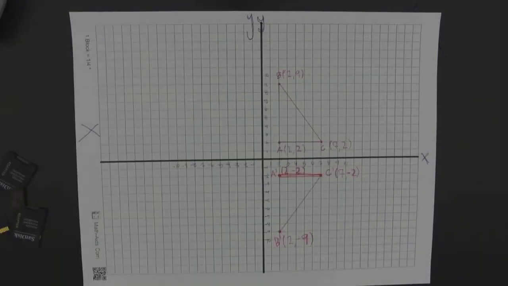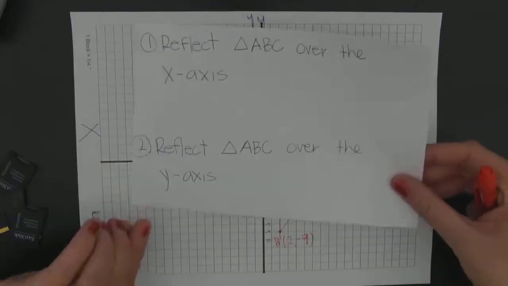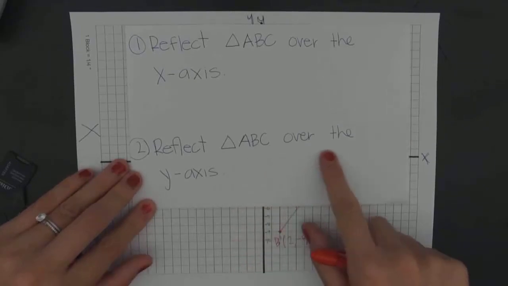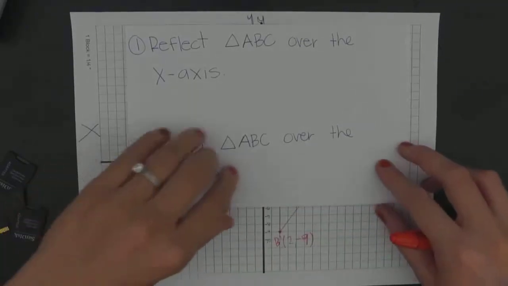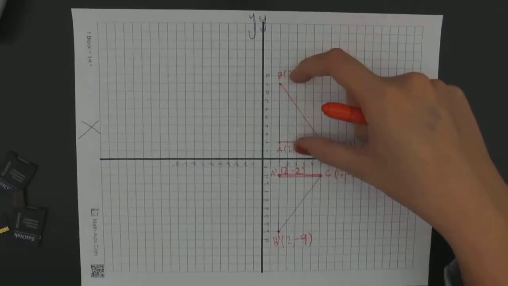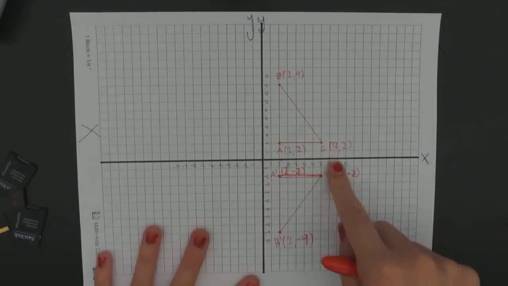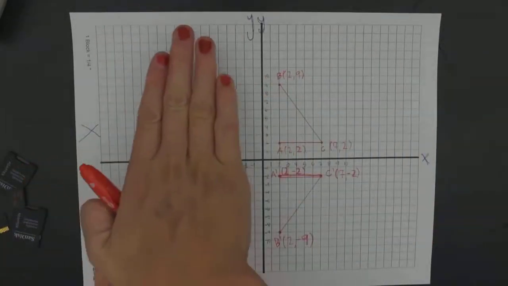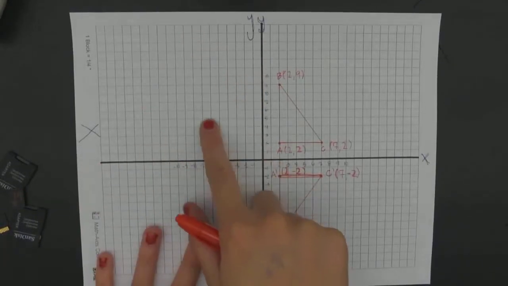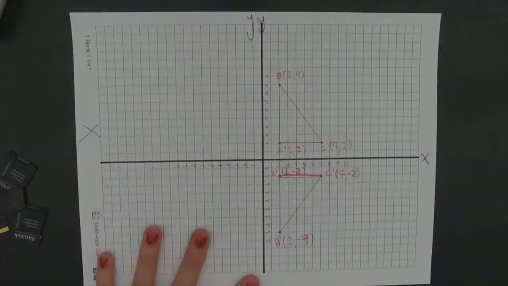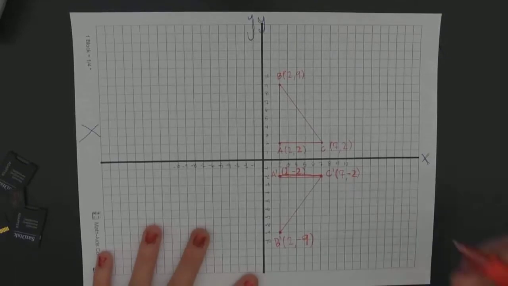Okay, we're going to try another one. So our second question says, reflect triangle ABC over the y-axis. So I'm going to take my original triangle again, not A prime, B prime, C prime, but ABC, and I'm now going to reflect it over my y-axis. So some of you can see that it's going to be right over here somewhere. Okay, we're going to do the same thing.